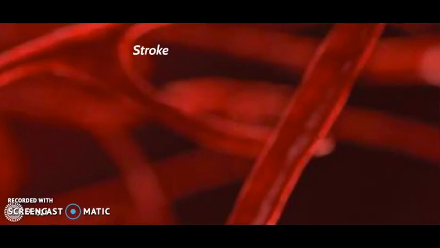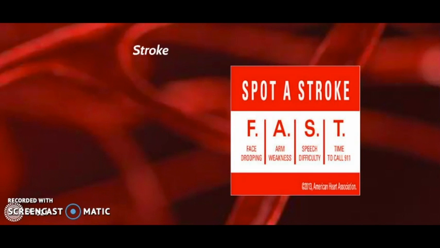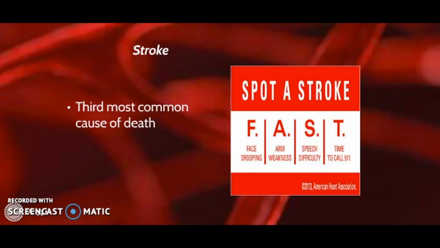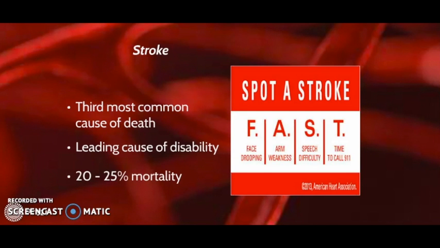First, we will talk about what a stroke or a CVA is. You might recognize this image. FAST stands for face drooping, arm weakness, speech difficulty, and time to call 911. This is to easily recognize a stroke. Strokes are the third most common cause of death, and the leading cause of disability at an older age. Strokes have a mortality rate from 20 to 25%.